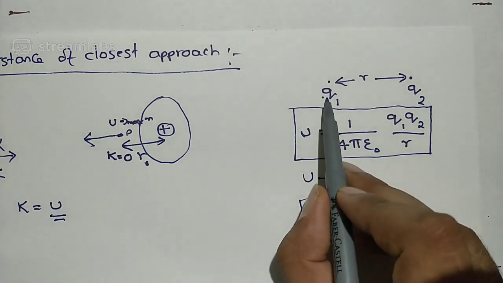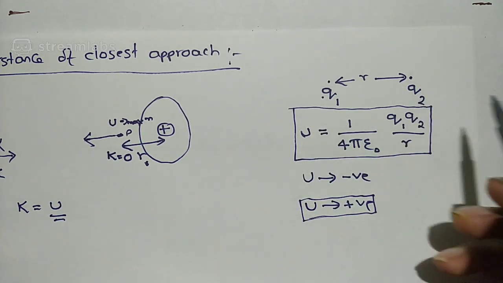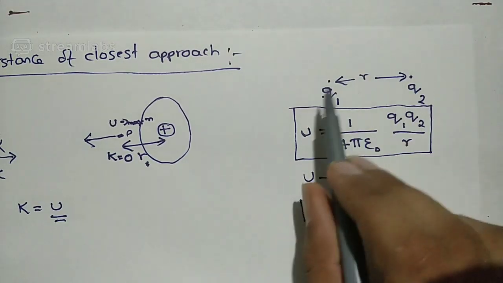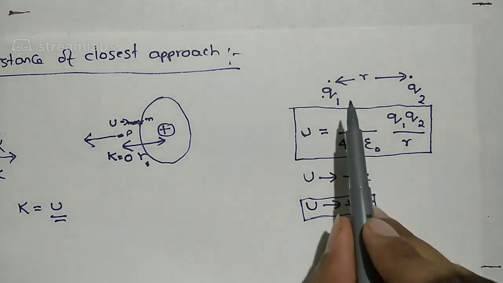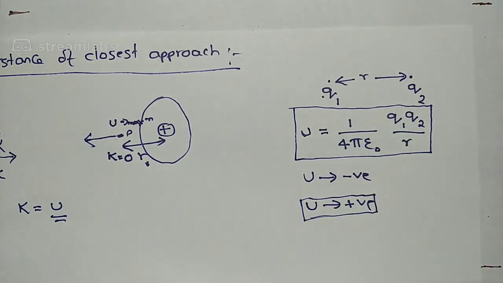Then if one charge is positive and another charge is negative, then the potential energy of the system is negative. What is the meaning of that? The force between them is attractive because one is positive, one is negative. So that means it is a bound system. What is the meaning of bound system? You need to exert some force to separate those two charges. It is true in the case of atoms.